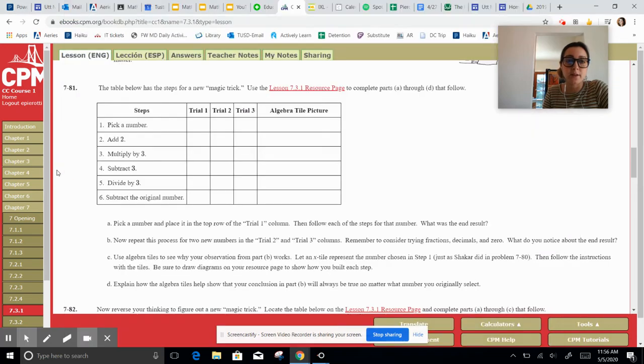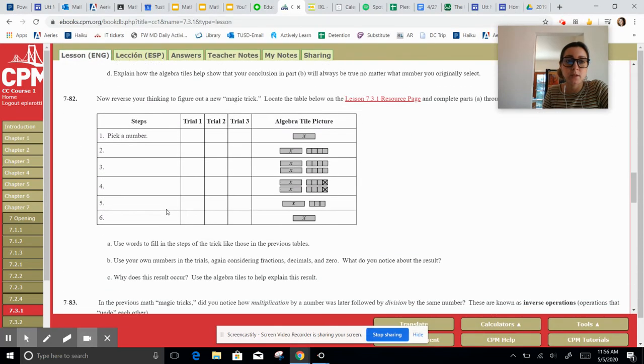So let's take a look at our next problem. So now we're going to reverse our thinking to figure out a new magic trick. And we're going to look at the tiles this time and then be able to write out the steps to figure out what number we're going to get as our result.